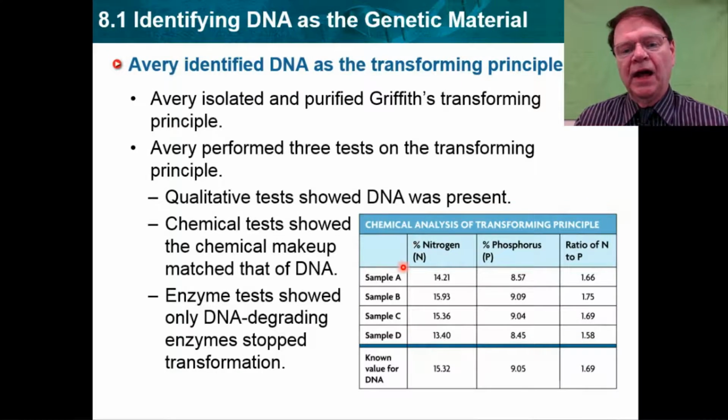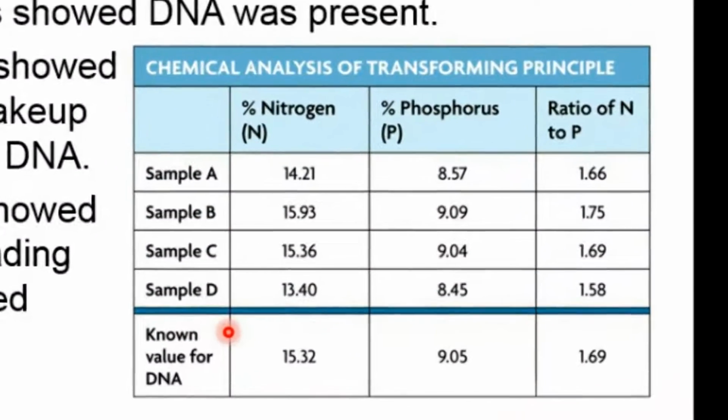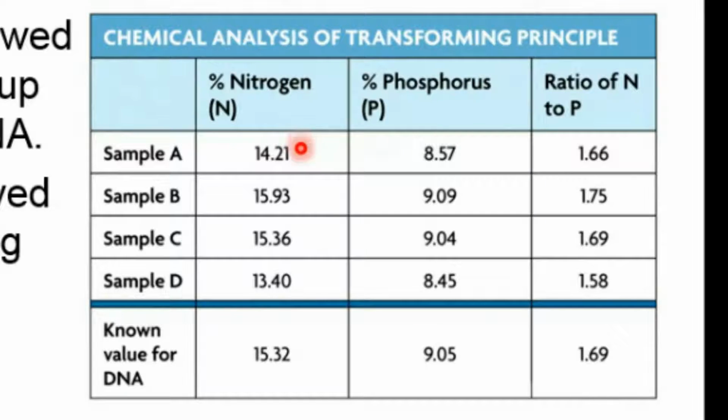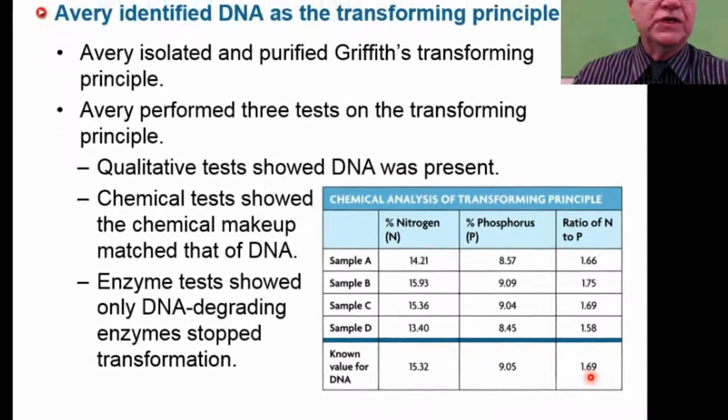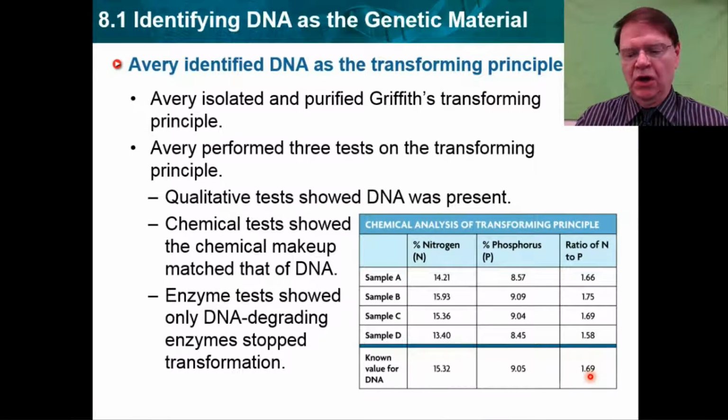And when he analyzed 4 different samples, you can notice there is a very close relationship to the amount of nitrogen, the amount of phosphorus, around 9%, and then the ratio of these two was about 1 to 1.7, in each case, which is going to show that their structures are similar.